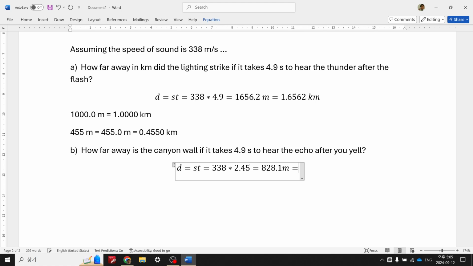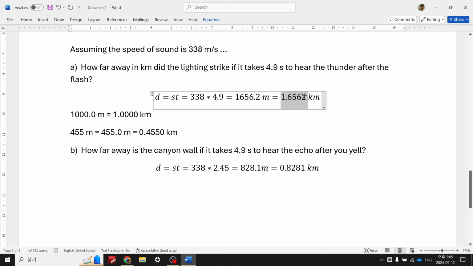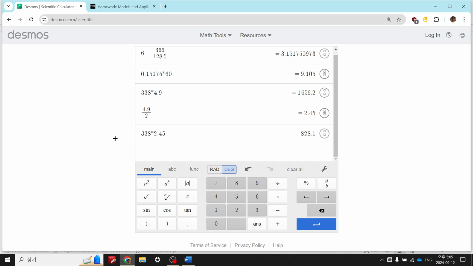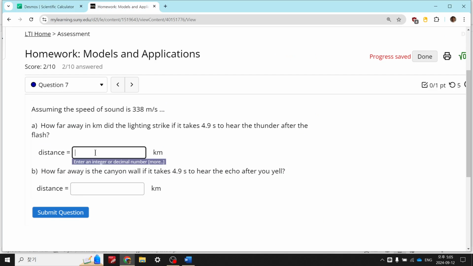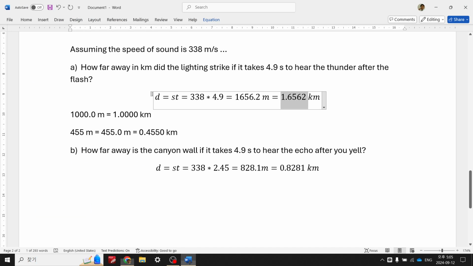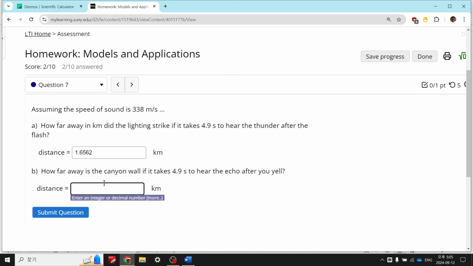What is this in kilometers? 0.8281 kilometers. All right. So you have these numbers. Let's just copy them and put it in here. So it should be here. And then over here, it should be 0.8281. Okay, submit question.